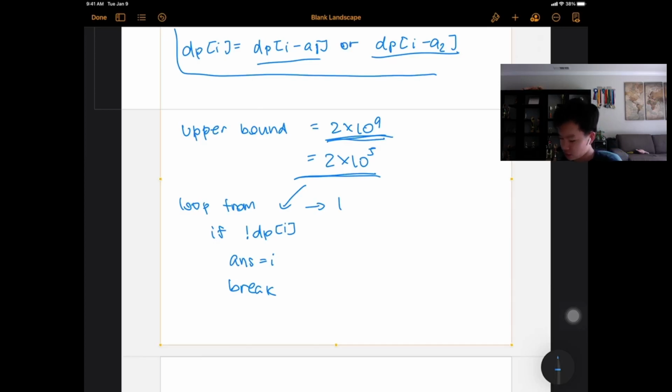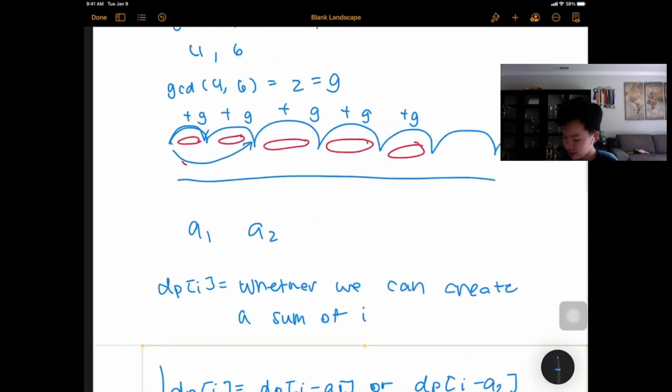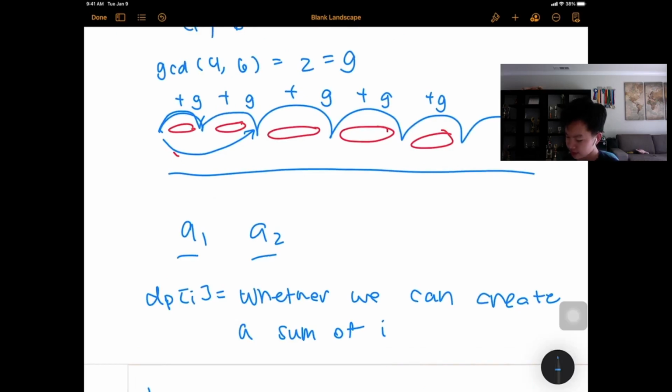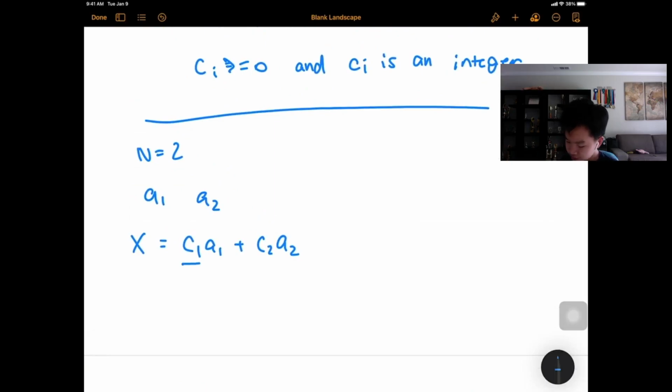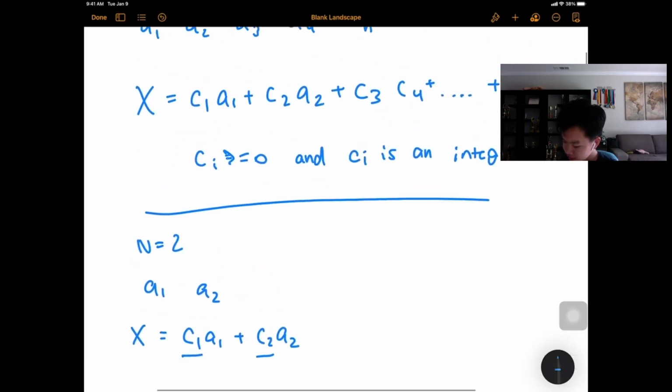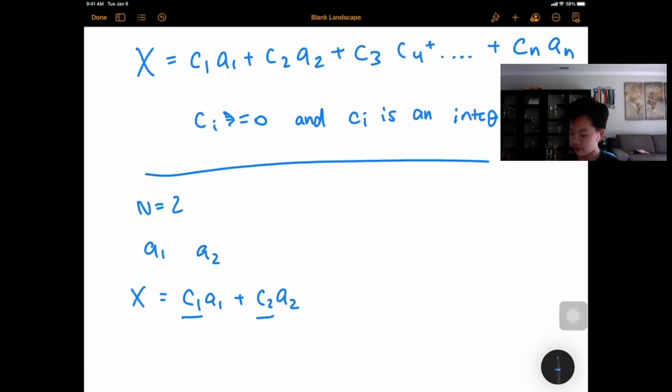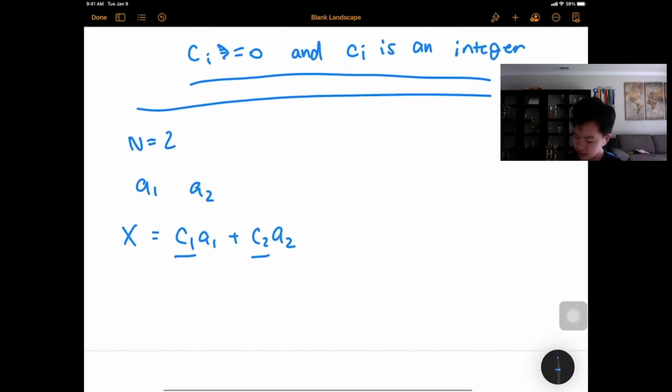Okay, so let's take a look back here. Right now, again, we have two numbers, a1 and a2. So right now we're trying to find two integers, c1 and c2, such that both of these numbers are non-negative integers, exactly what is fitting in the claim. Right now we know that ai has to be less than or equal to 256.